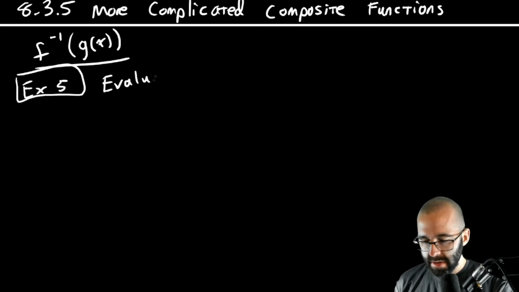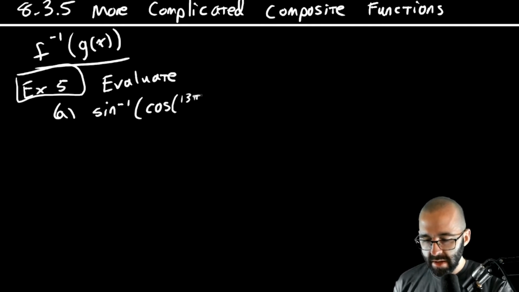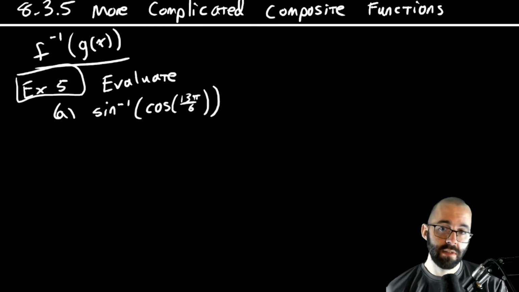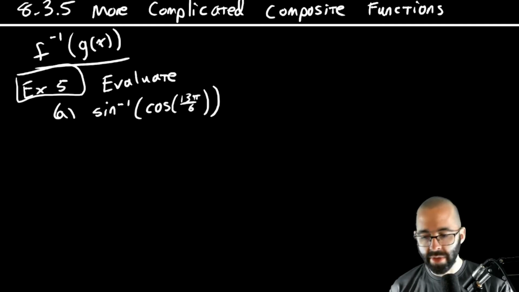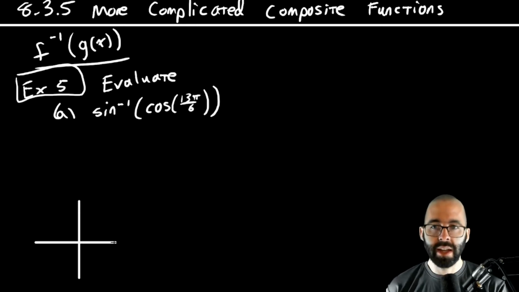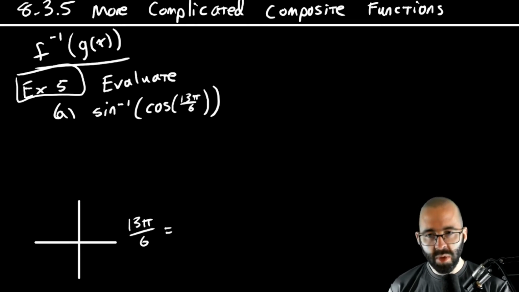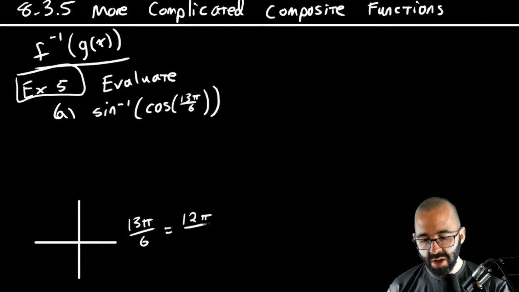Evaluate. Part A, inverse sine of the cosine of 13 pi over 6. All right, we're just going to evaluate cosine and then take the inverse sine of that. So we go over here, say 13 pi over 6. Well, that's a little bit more than 2 pi, right? 2 pi would be 12 pi over 6 plus another pi over 6.